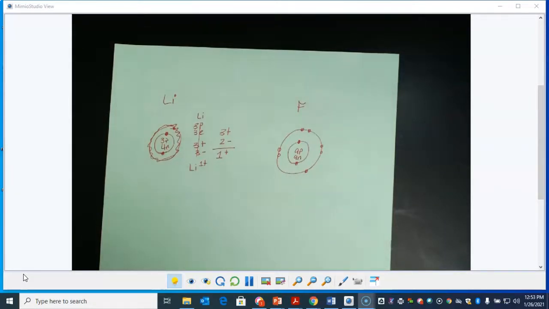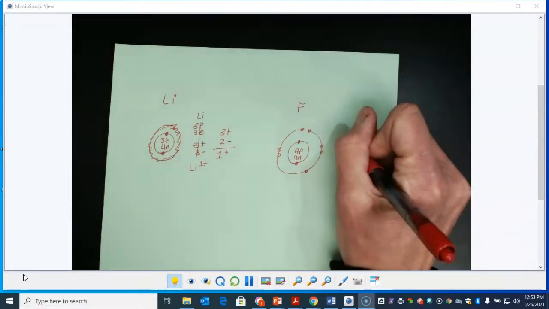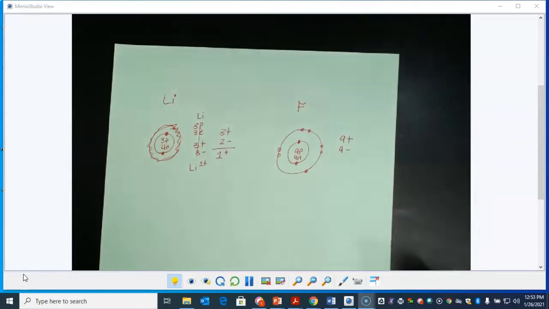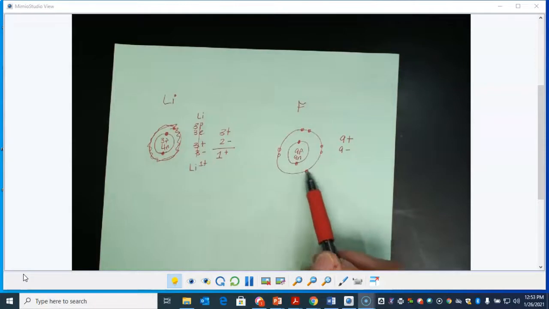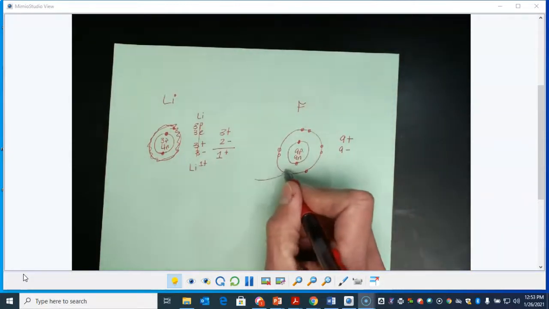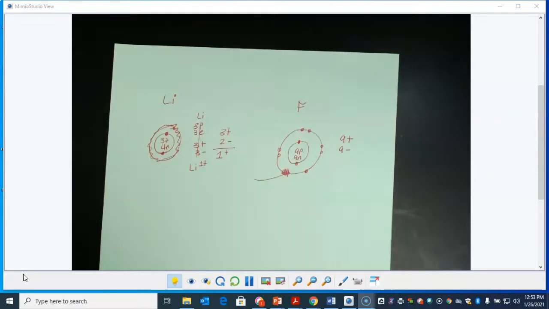Again, remember, if an atom has 5 or more valence electrons, it is going to gain to become stable. It's going to gain enough to have 8 in the last energy level. So right now, this atom of fluorine has 9 positive charges and 9 negative charges. 1, 2, 3, 4, 5, 6, 7, 8, 9. So it's easier for it to gain the 1 valence electron.